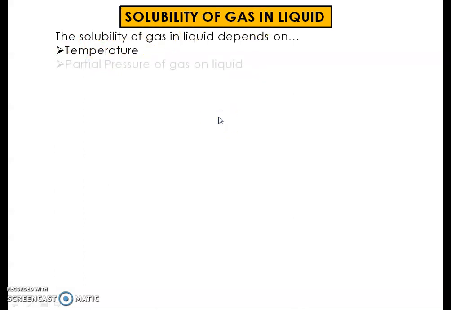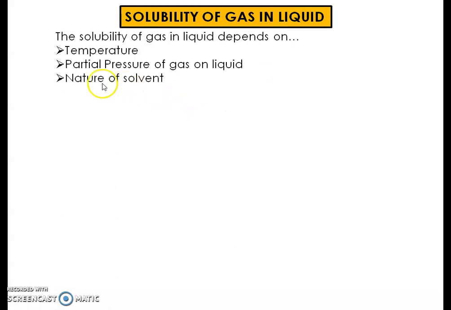What is the second important factor? Partial pressure of gas on liquid. The pressure exerted by the gas on the surface of liquid is also important for the solubility of gas in liquid. As the partial pressure increases, the solubility of gas in liquid increases.